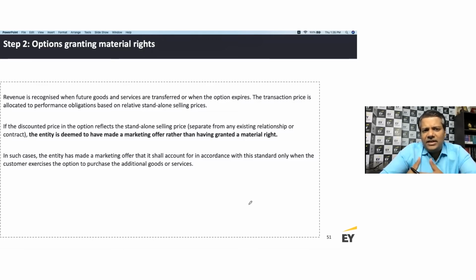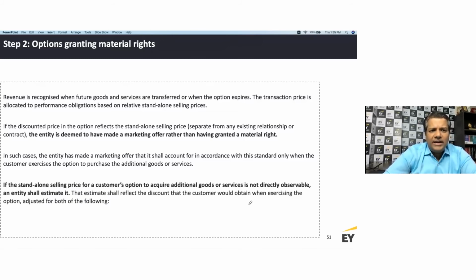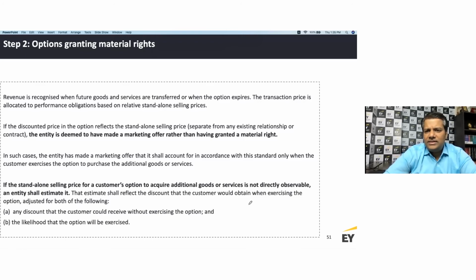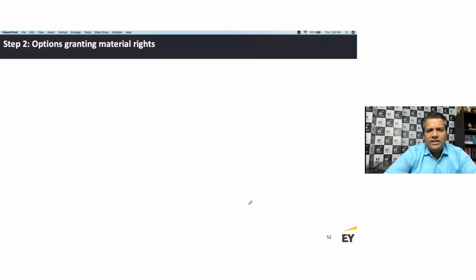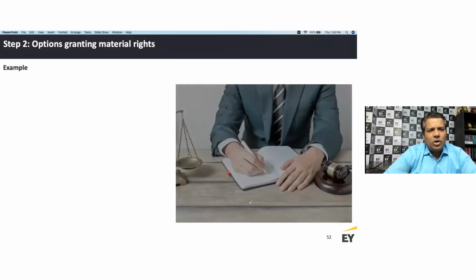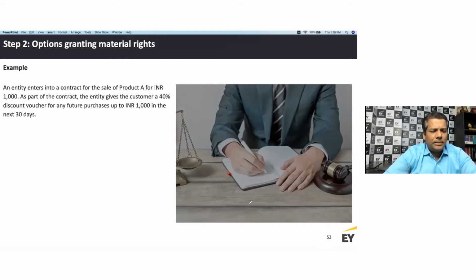If the discount is available to anyone and everyone, then it is not a material right, from that perspective. So we're going to try and understand this with the help of an example, where it may be easy for you to understand this concept. Let's look at this example.